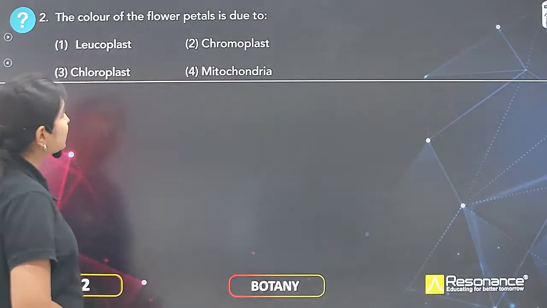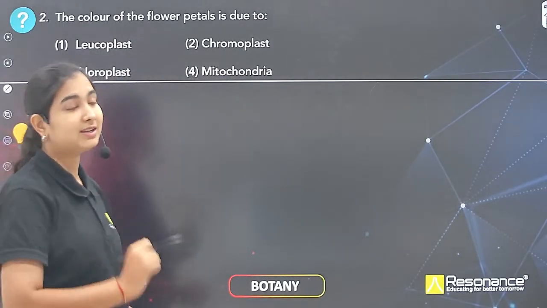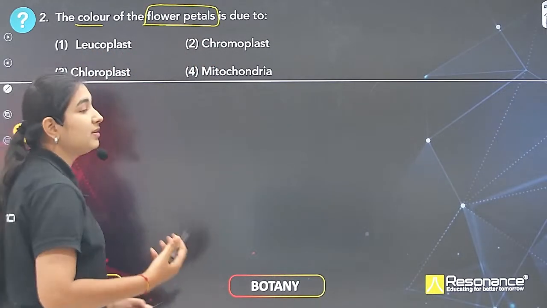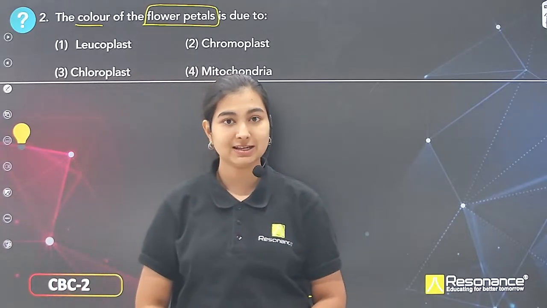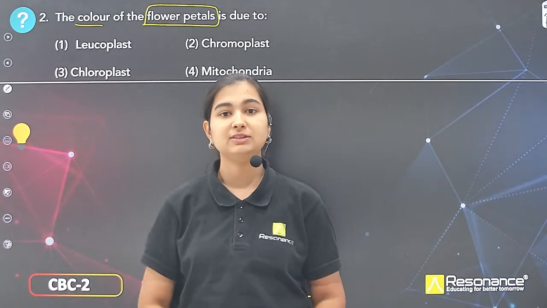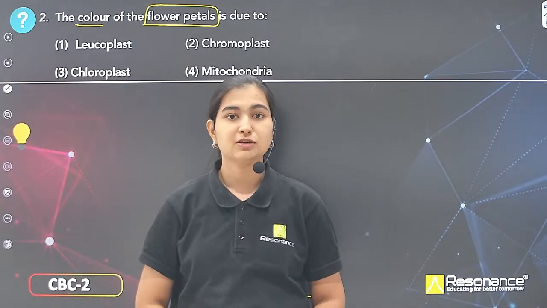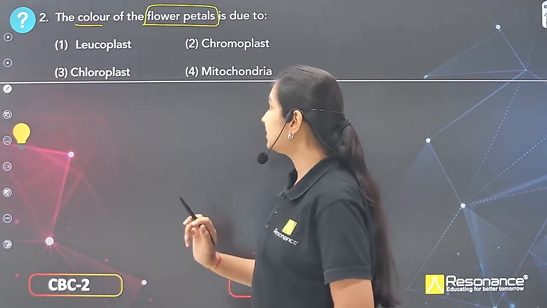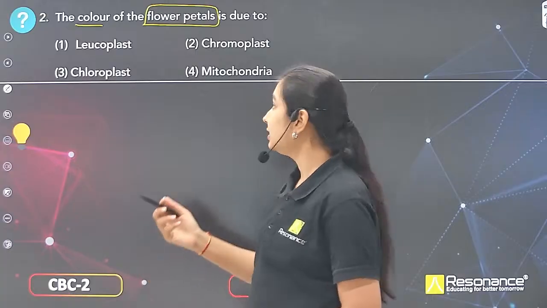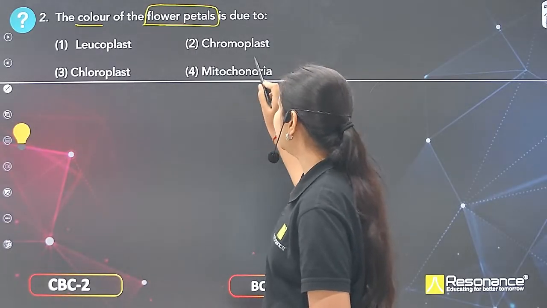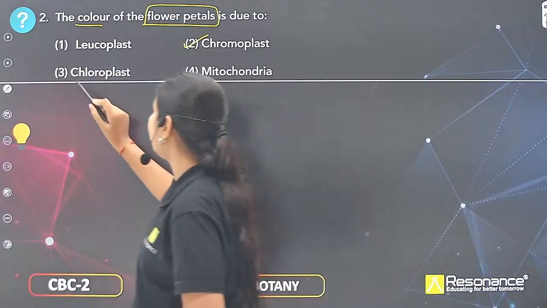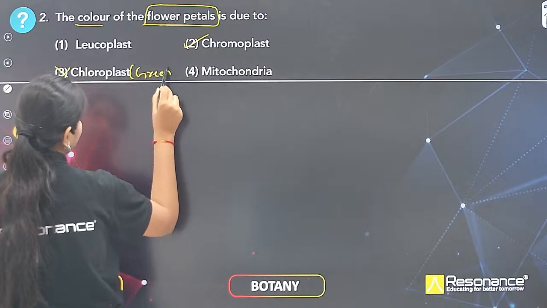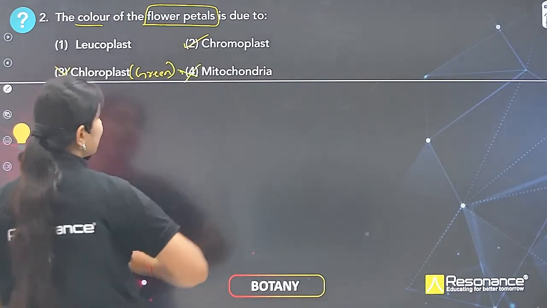Coming to the next question. Here they are asking about the color of the flower petals. We see the colorful petals, and what exactly is responsible for that color of the petal? Is it the leucoplast? It's a cell organelle, right? Next, it's not the leucoplast, it's the chromoplast. It's not the chloroplast, because the chloroplast is green in color. It's not the mitochondria because that is a cell organelle.